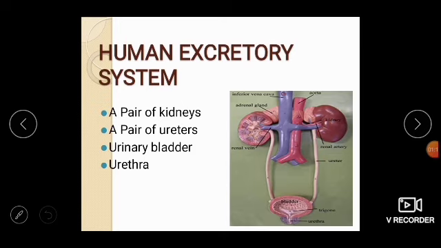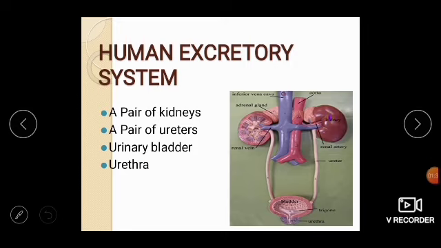Humans have a well-defined excretory system. The diagram has been shown over there. You can just see what it consists of. It consists of a pair of kidneys. The color of the kidneys is crimson red. Then a pair of ureters, which bring the urine from the kidneys downwards into the urinary bladder. Then the third one is the urinary bladder, and the urethra.